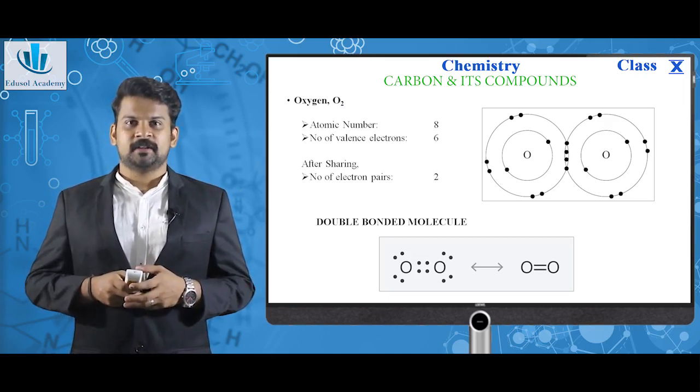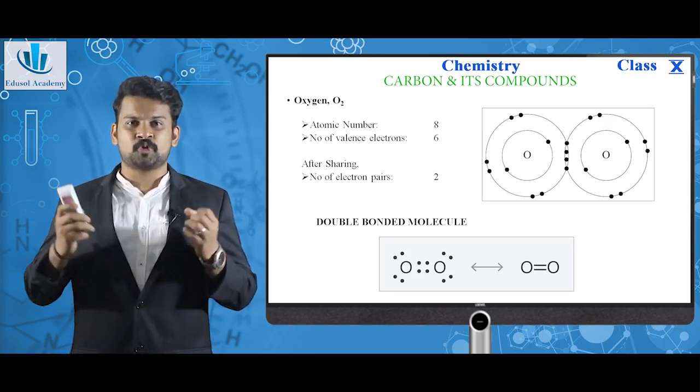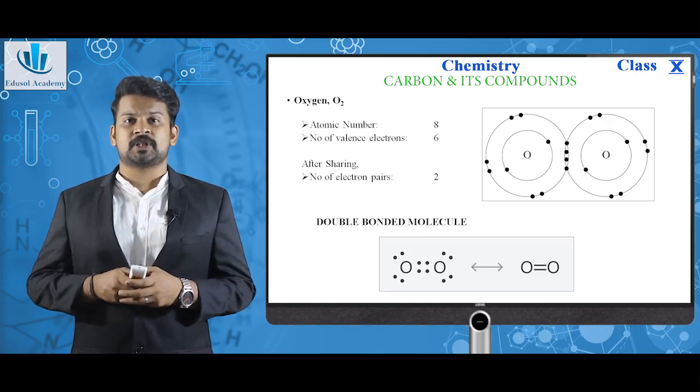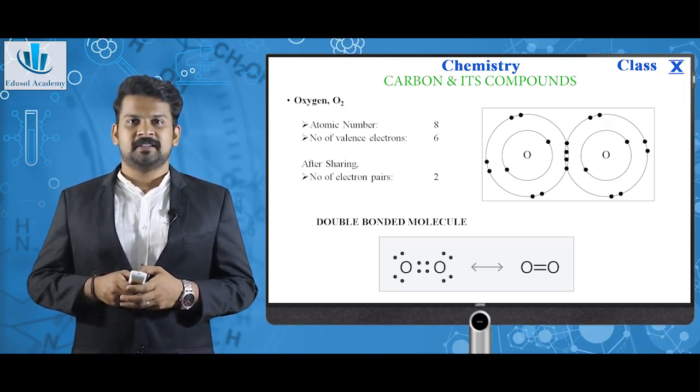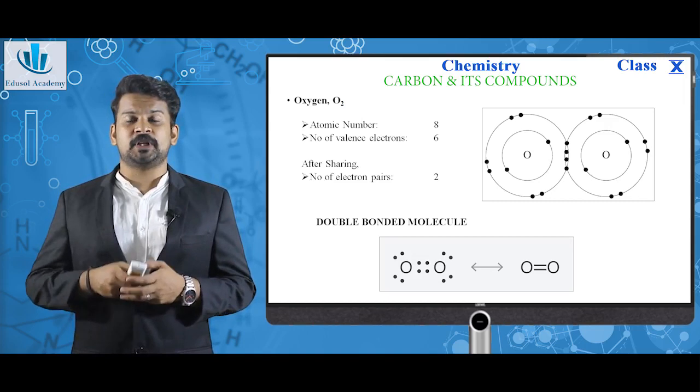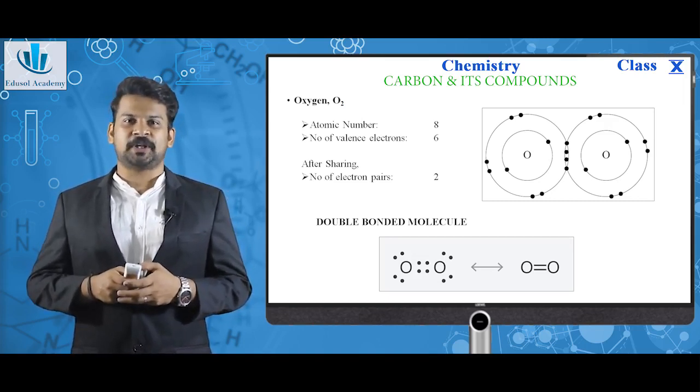So here, when oxygen comes into action for the compound oxygen gas O2, 2 oxygen atoms come together and 2 electron pairs are shared between the 2 oxygen atoms, hence forming the O2 molecule. As you can see, there are 2 electron pairs shared between 2 oxygen atoms, so this is a double bonded molecule.